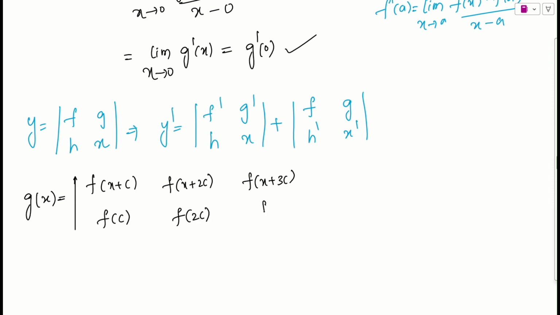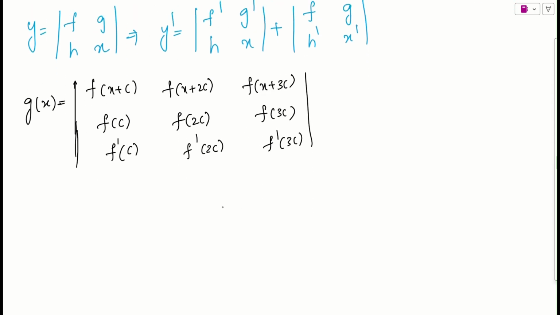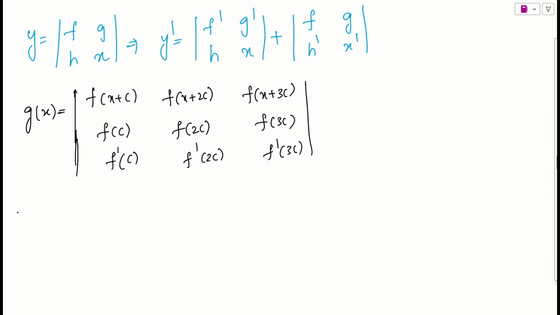I am just writing the question what they have given, f of 3c. And what is the continuation part here? This is f dash of c they have given, f dash of 2c they have given, and this will be f dash of 3c they have given. Is that okay? Yes. So what to do? We need to differentiate this term. So let me help you with this.